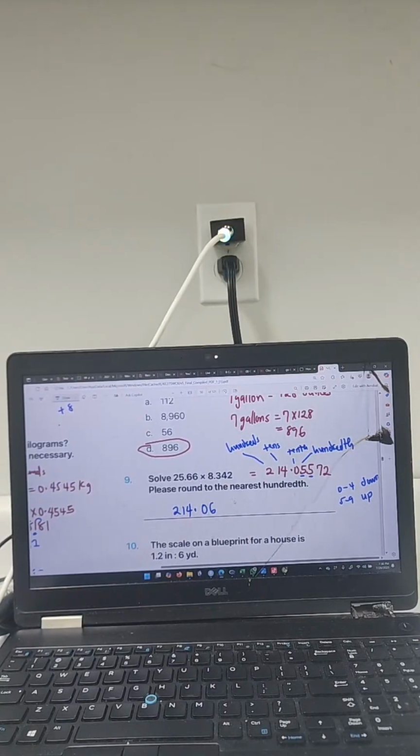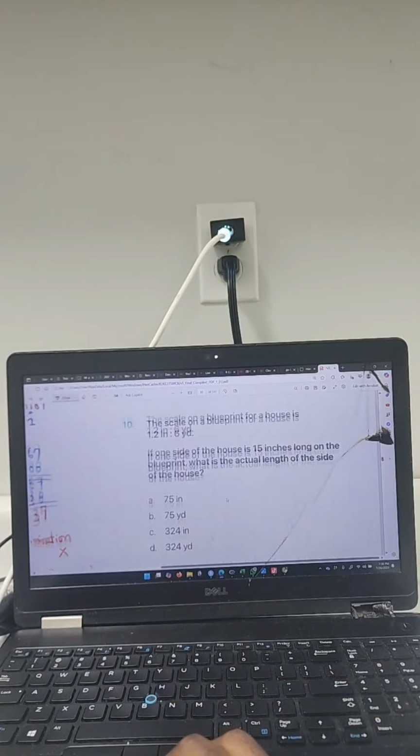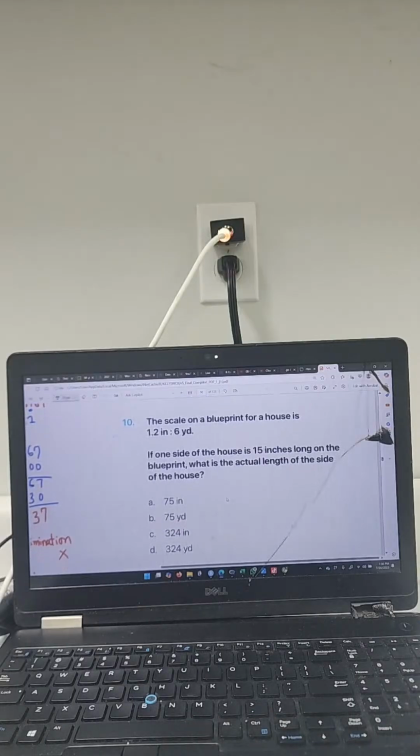And the last question is question number 10. For question number 10, it says that the scale of a blueprint for a house is 1.2 inches, which is equivalent to 6 yards. If one side of the house is 15 inches long on the blueprint, what is the actual length of the side of the house? If 12 inches can give 6 yards, so how many yards will 15 inches give? Let's call this X.